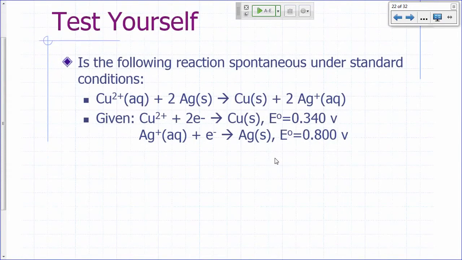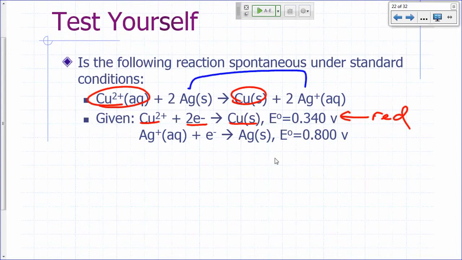So let's take a look at this one. Is the following reaction spontaneous under standard conditions or not? What are the half reactions here? The copper ions end up being copper solid. Is this oxidation or reduction? Electrons on the left. That's reduction, right? Now, what do I do for silver to silver plus?